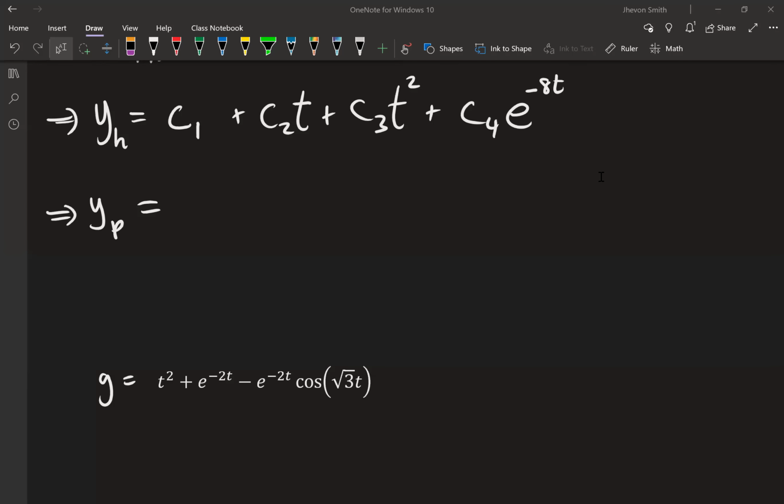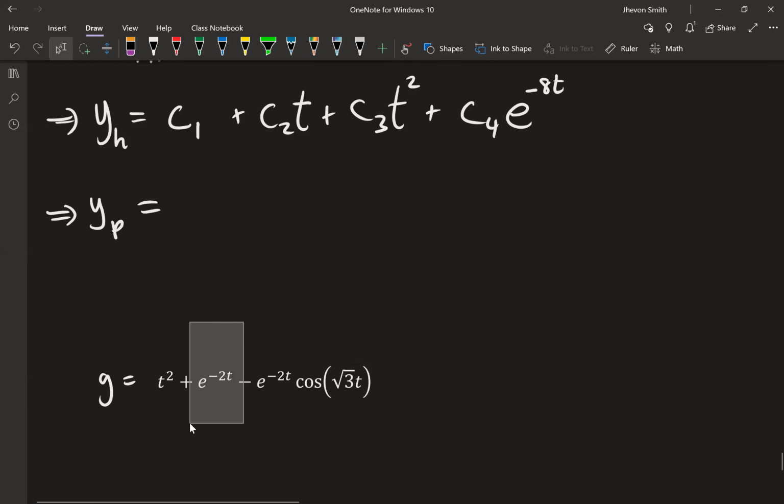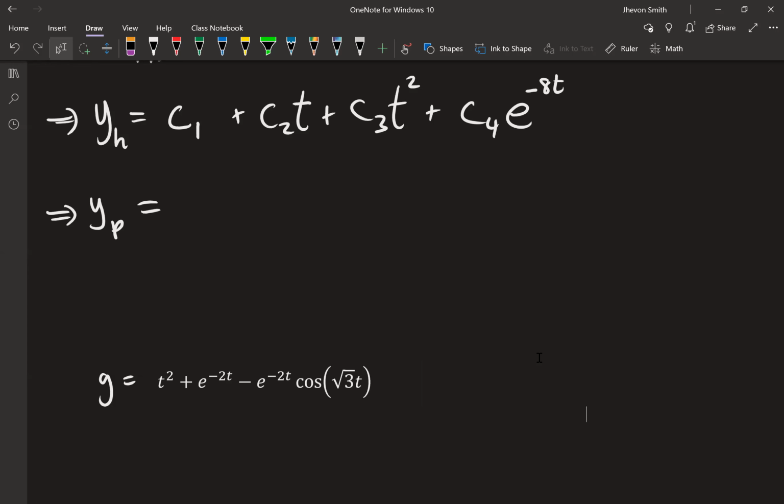Okay, so it's a combination, right? You're going to choose a YP that corresponds to the T squared. You're going to add that to a YP that corresponds to this guy, and add that to a YP that corresponds to this guy. Knowing that, what are you going to write down? What is a YP that corresponds to the first guy? The T squared. Right, so here you have AT squared plus BT plus C.